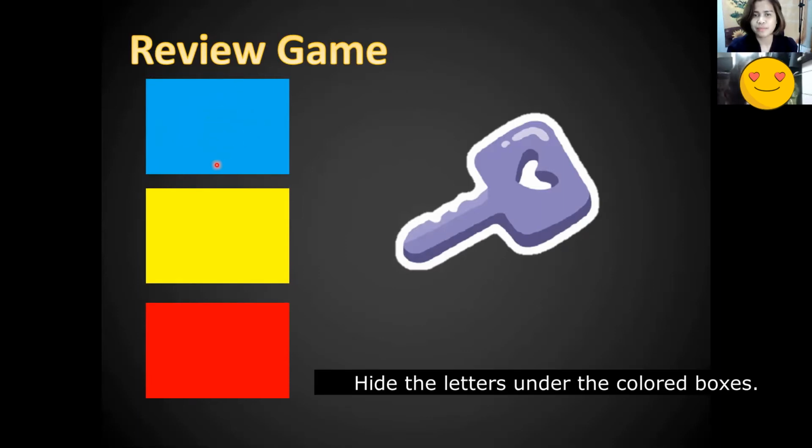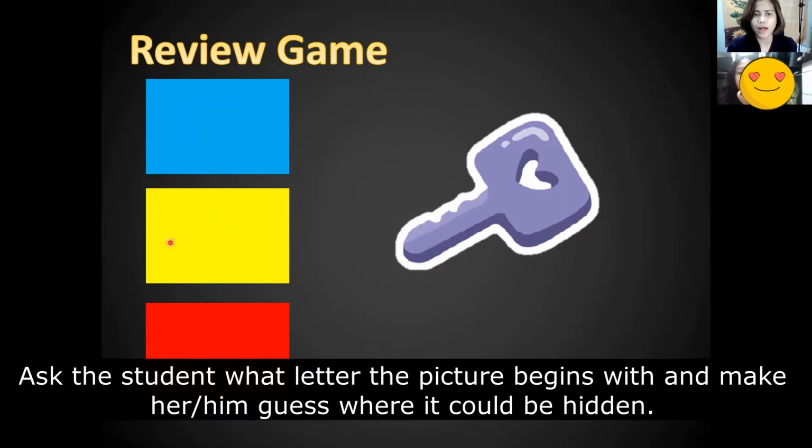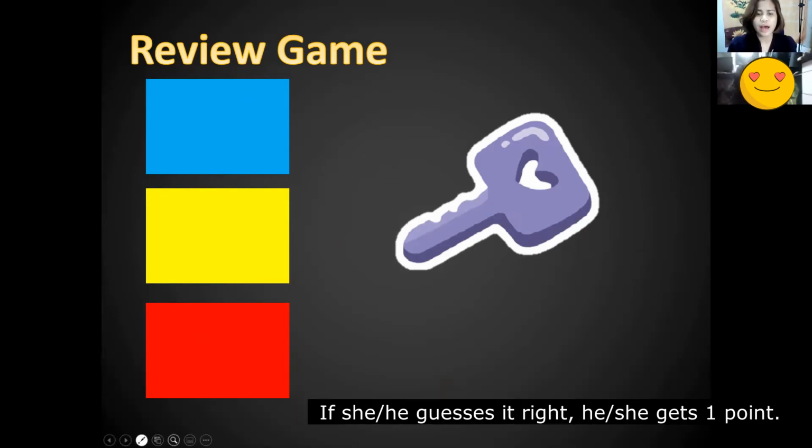Hide the letters under the colored boxes. Ask the student what letter the picture begins with and make her guess where it could be hidden. If he or she guesses it right, he or she gets 1 point.